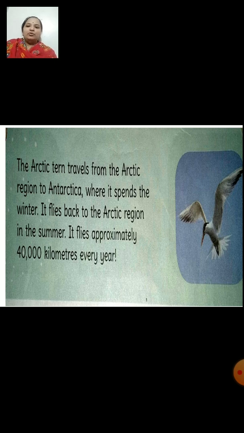Yes, they use the sun's position throughout the day in the sky as a guide and they create a mental map in their mind, keeping in mind the rivers, mountains, etc. In this way, the birds travel long distances without losing their way and going in the right direction.